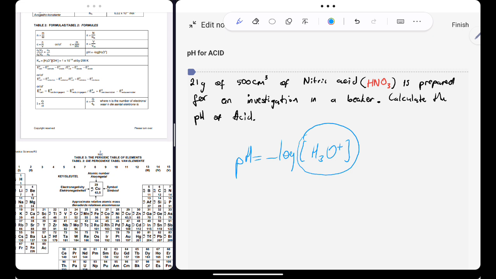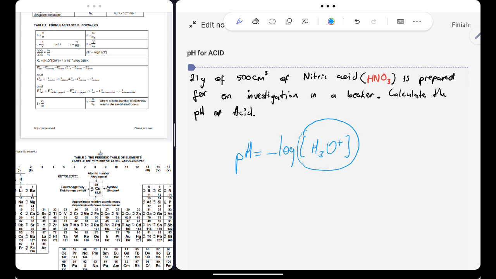So for you to be able to calculate pH, you must be able to find the concentration of hydronium ions, then substitute. If your solution is acidic, I'm expecting your pH to be between 0 and 7. If you're calculating the pH of an acidic solution and you find that your pH is above 7, there's something you did which is incorrect. Let's jump into this example.